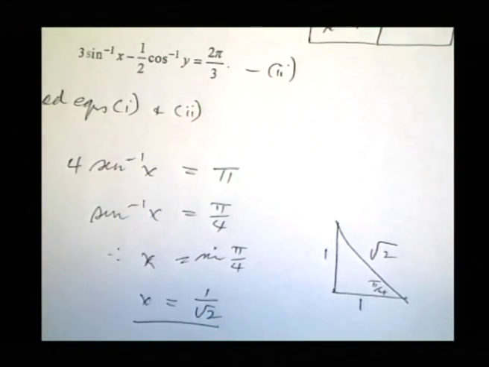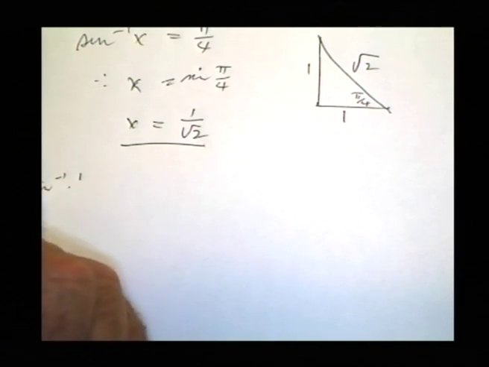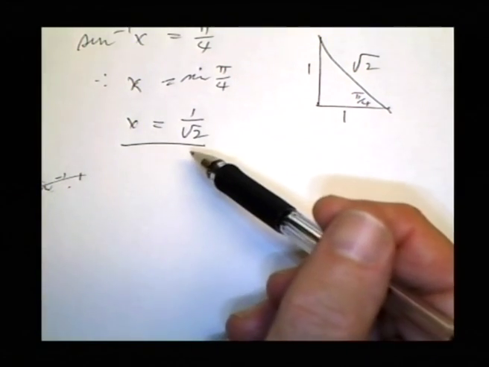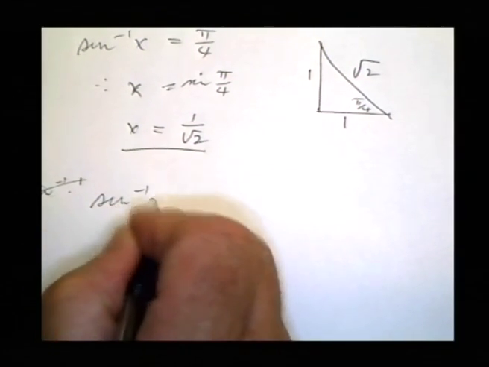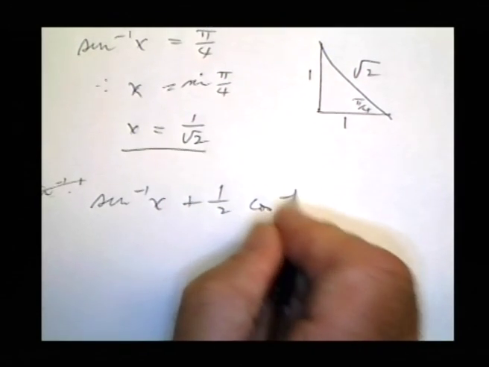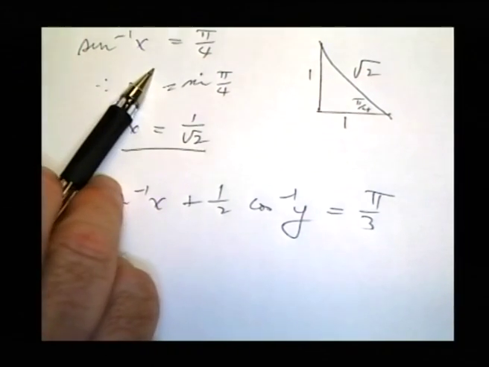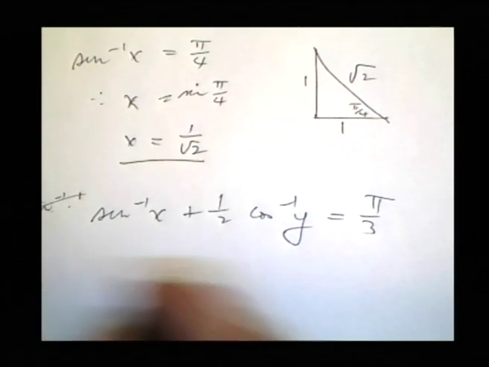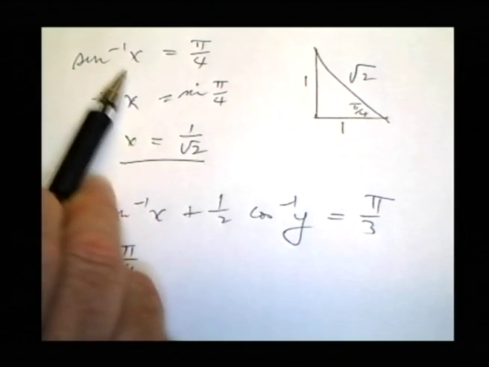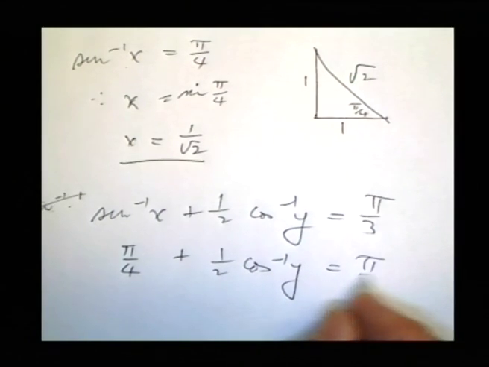one of these equations, so we get sine to the minus 1 of 1 over root 2. I might just go a little bit clearer here to make it a little bit easier. Sine to the minus 1 of x plus a half cos to the minus 1 of y is equal to pi over 3. Now, we just found out from here that sine to the minus 1 of x is pi over 4, so we don't need to work anything out. So we'll put pi over 4 then. That's fairly easy. I'm using that information there. And that's a half cos to the minus 1 of y is equal to pi over 3.